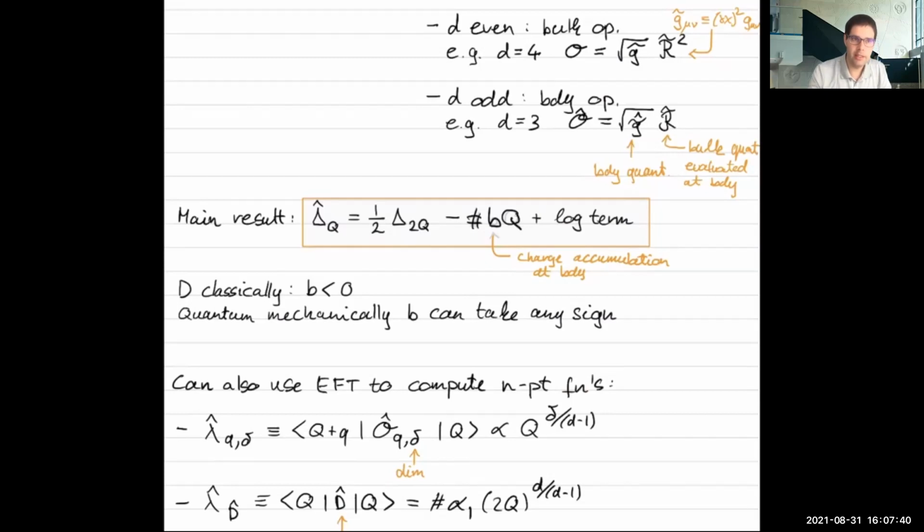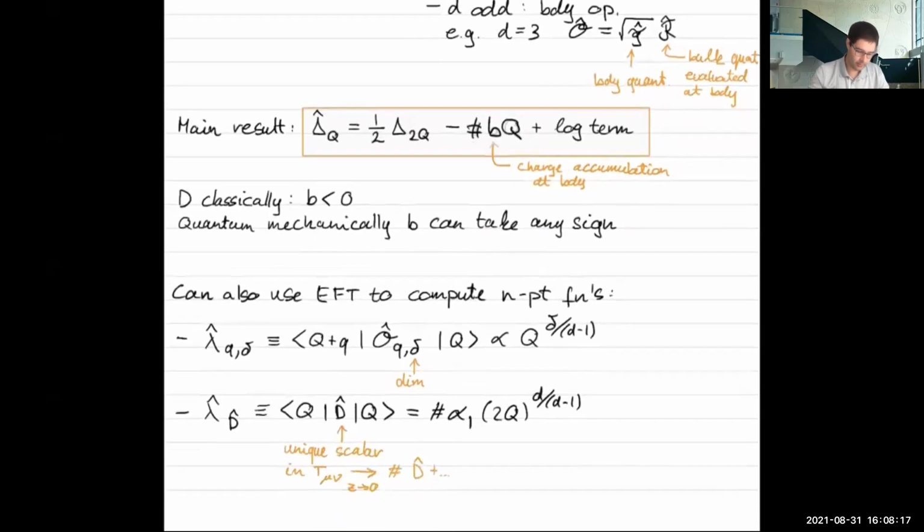Maybe one thought that you might contemplate is whether there is some sign constraint on this coefficient B, and you would be encouraged if you just studied classical examples in all cases that we studied with Dirichlet boundary condition. B turns out to be negative, so that leads to a positive correction here. But then going on, we analyze quantum mechanically examples, and B turns out to be sign indefinite. Okay, so that's just a comment.